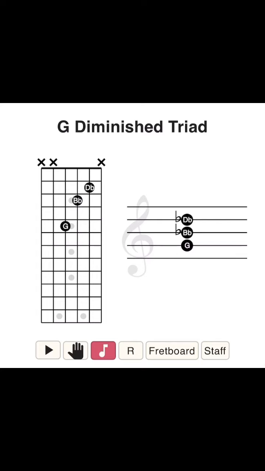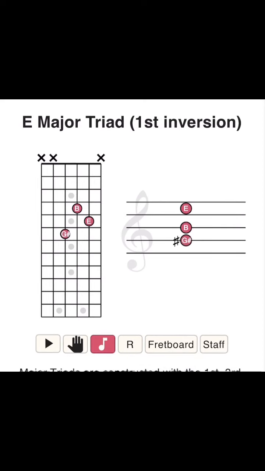But we're not stopping there. Once we've got the triads down, we can start inverting them. Inversions are when we change the order of the notes, but not the notes themselves. This creates a different sound and can really add variety to your chord progressions.